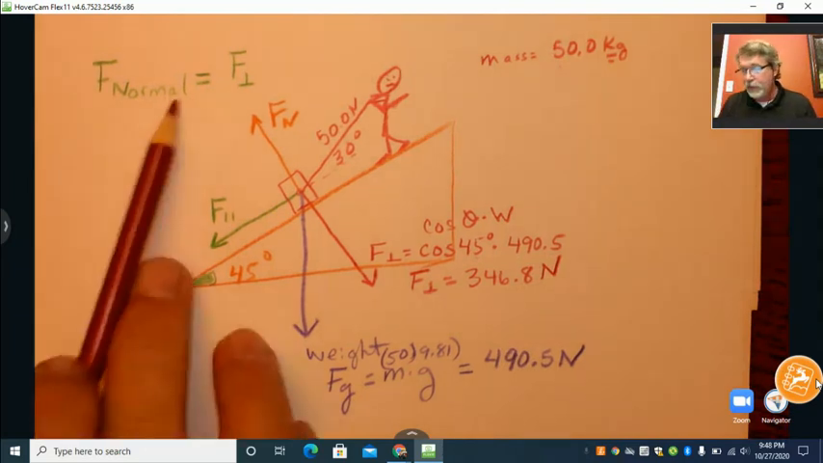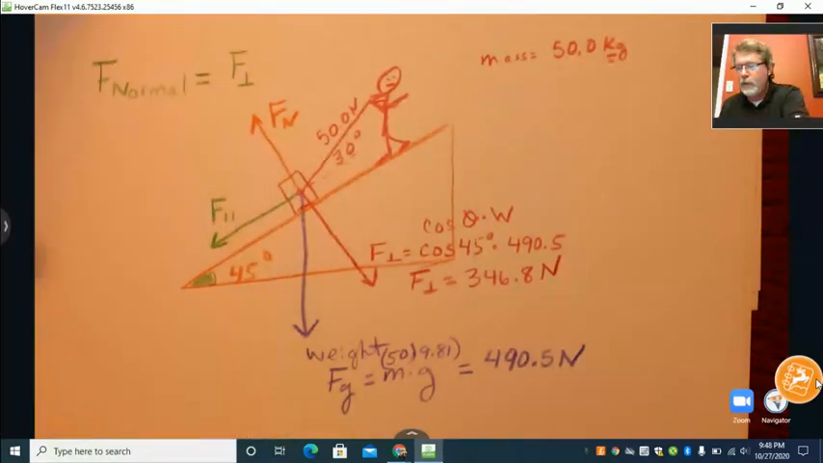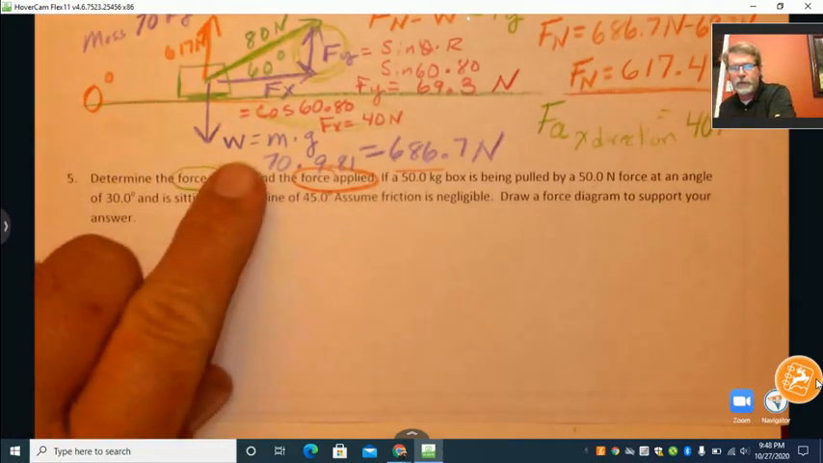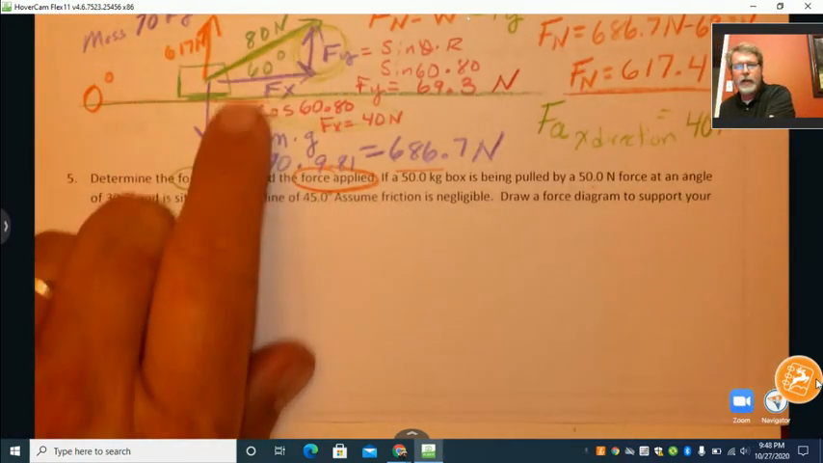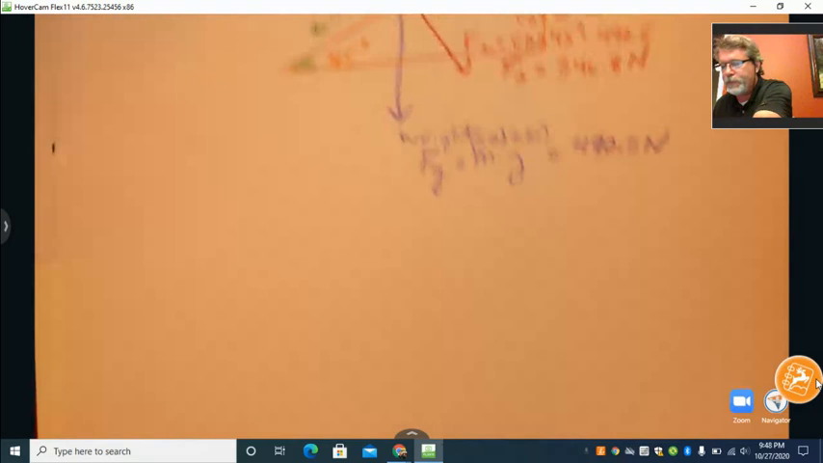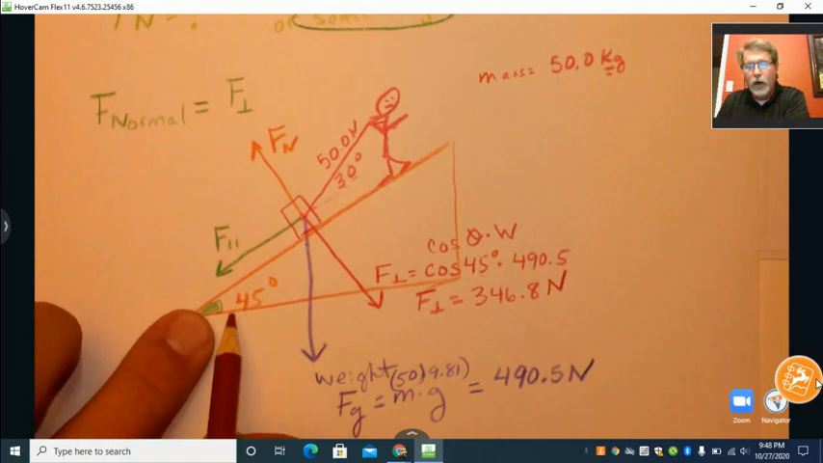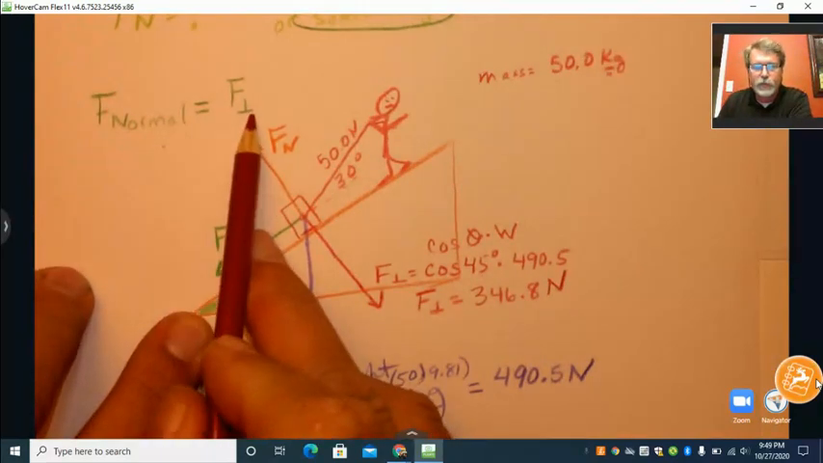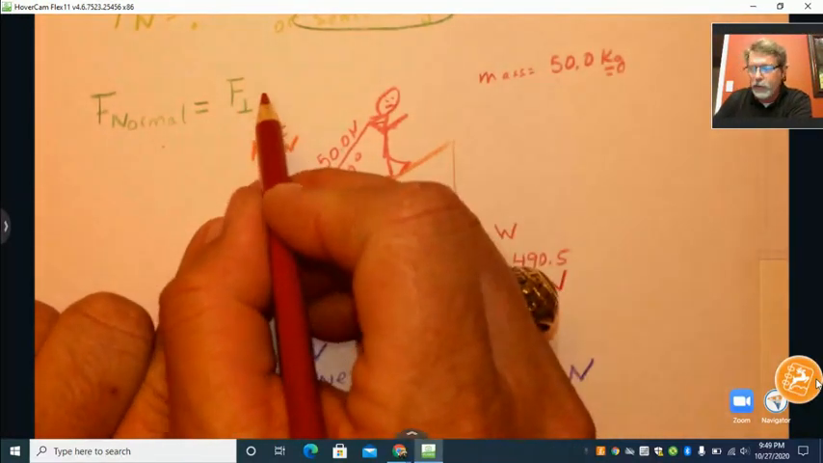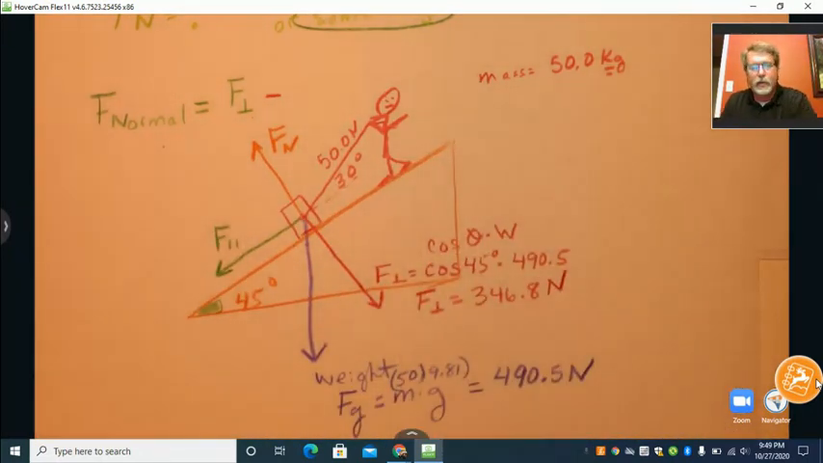All right. So is that our force normal? Well, if it was only on an incline, it would be. But remember this problem we just worked a moment ago? We showed that if someone's pulling at an angle, the force normal decreases a bit. So we have that same scenario here. Because it's on an incline, force normal is equal to force perpendicular. But because it's being pulled at an angle, force normal is going to decrease by some amount, by the amount he pulls up with.